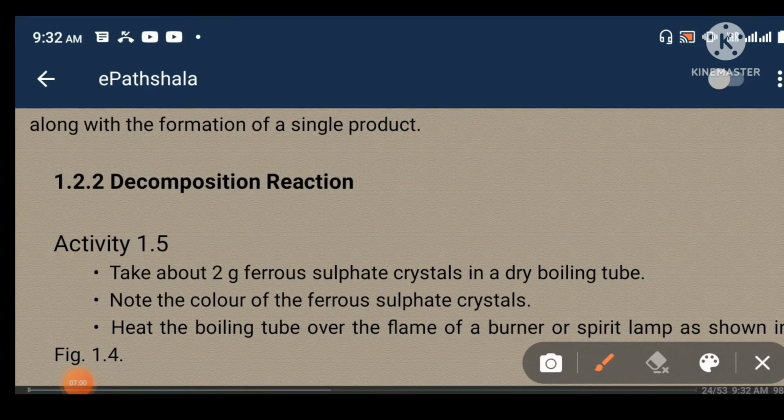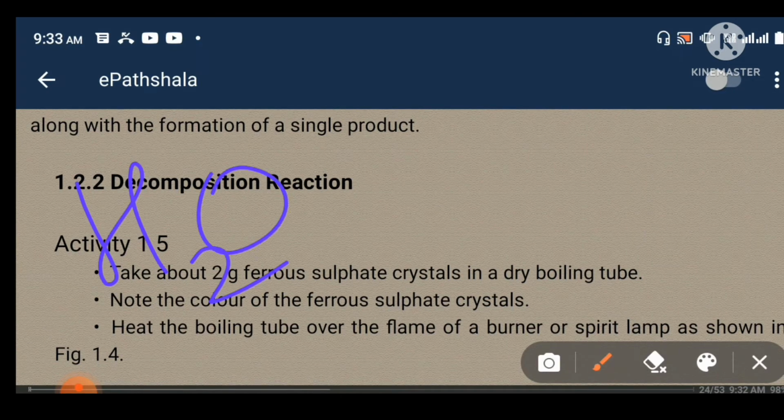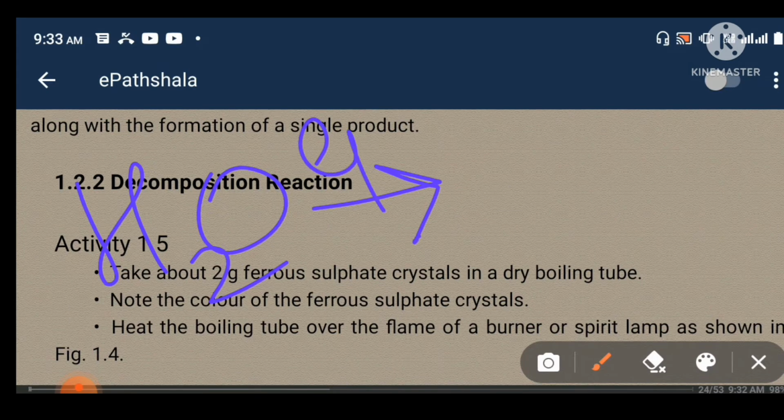Now see, next, calcium carbonate. When calcium carbonate is heated, it forms calcium oxide and carbon dioxide. Next, electrolytic decomposition means decomposition reaction by passing electricity, like water. When electricity is passed, it is electrolysis. Here, write on.